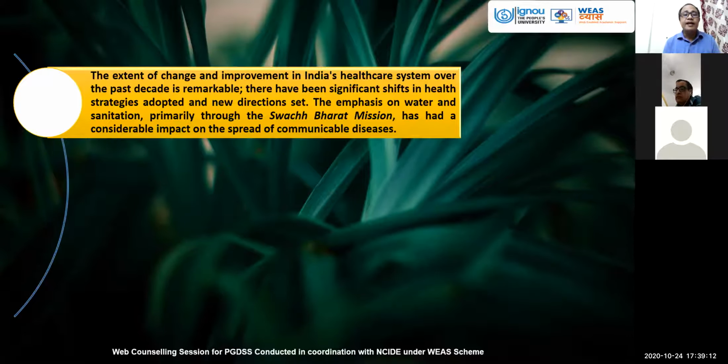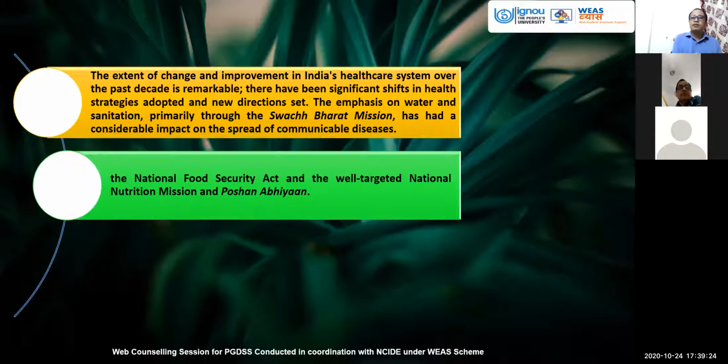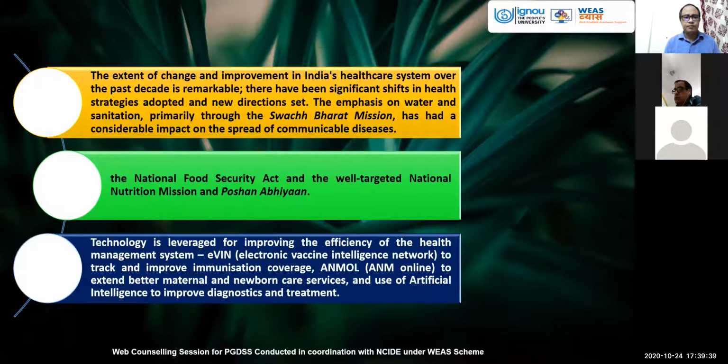And we have had a considerable impact on the spread of communicable disease. Now, at least we are able to control the spread of communicable disease through this Swachh Bharat Mission. We have effectively implemented that. Then the National Food Security Act, the National Nutrition Mission and Poshan Abhiyaan, these are related to your health and well-being. These are some of the programs.